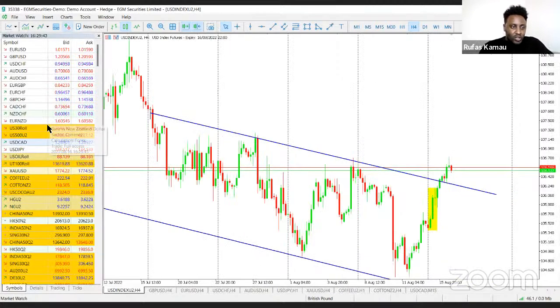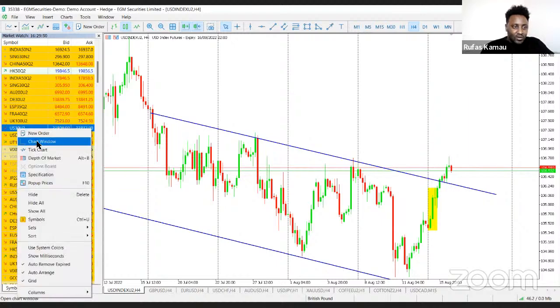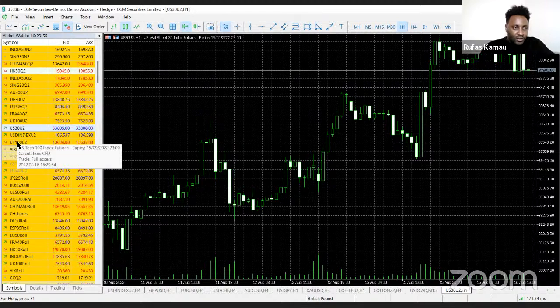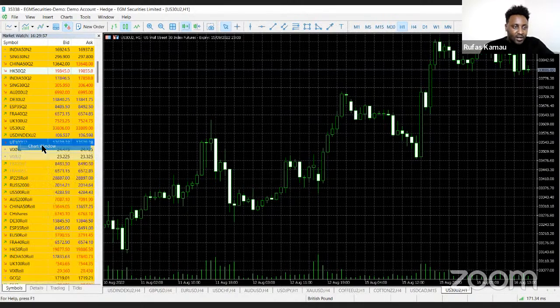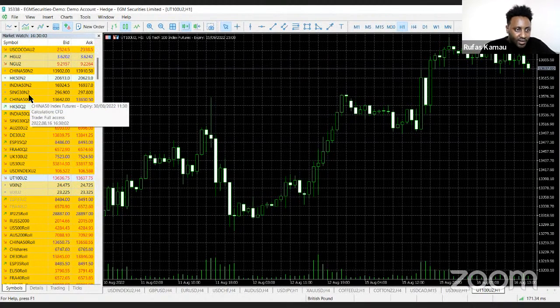Lastly, as I mentioned, we will be looking at some indices. I'm just focusing on the major indices. So let's look at the Dow Jones, the Nasdaq 100, and lastly, the S&P 500.